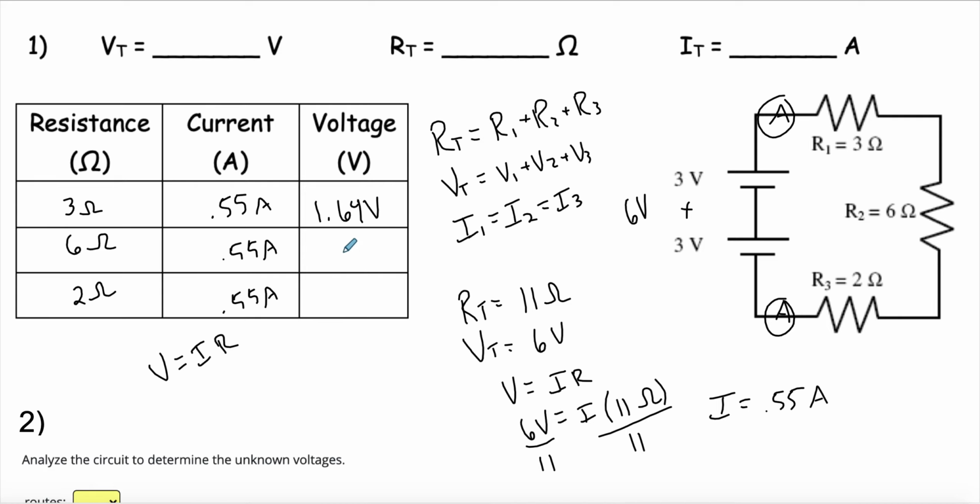And then here we're going to take 6 times that. I got another repeating decimal, so 3.27, and then I'm probably going to get a repeating decimal there again, 1.09. Okay, and now if I wanted to double check things, if I added these three voltages together, those should equal 6 volts or very close. So if we do 1.09 plus 3.27 plus 1.64, we get 6.0009, which is about 6 volts.